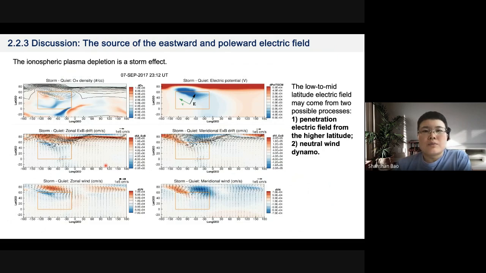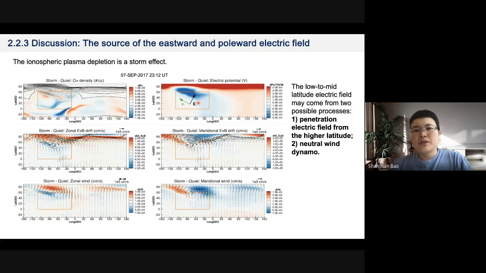Then we look into how this E-cross-B transport is generated. If we plot the storm time variable minus the variable from the quiet time, we can see this depletion is obviously a storm effect.